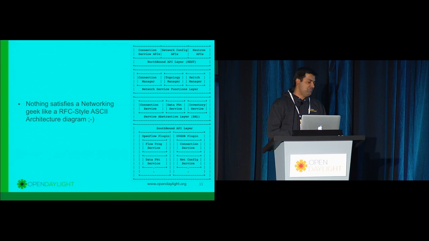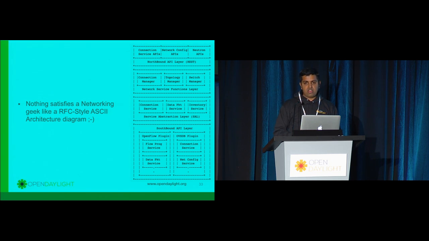All right, so we see a lot of slides, and we're all networking geeks here, so we love the RFC style architecture diagram. I love it myself. Tom covered this in detail, but to give a perspective from a developer standpoint, every single block that you see there is an OSGI bundle. We have represented them in multiple layers: the northbound layer, the NSF layer, which we call the network service function layer, the service abstraction SAL layer, and then the southbound API layers.